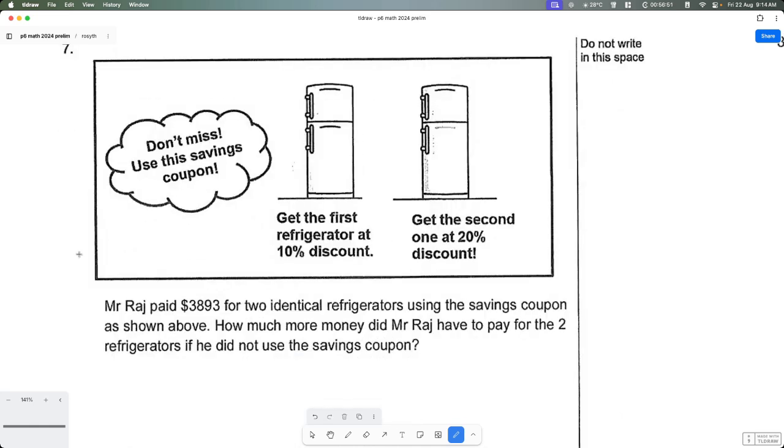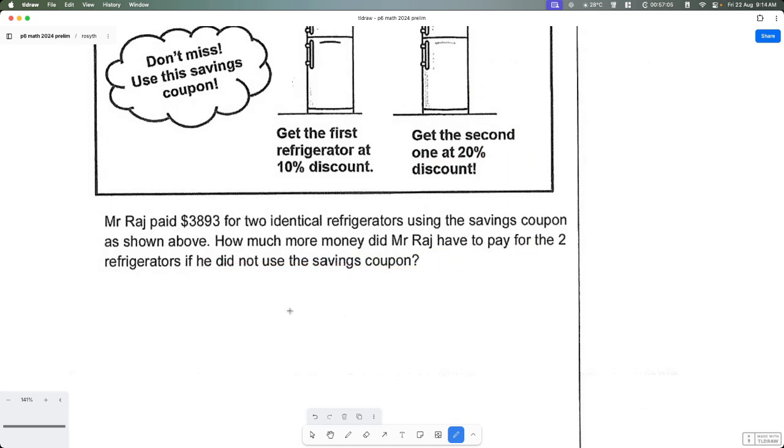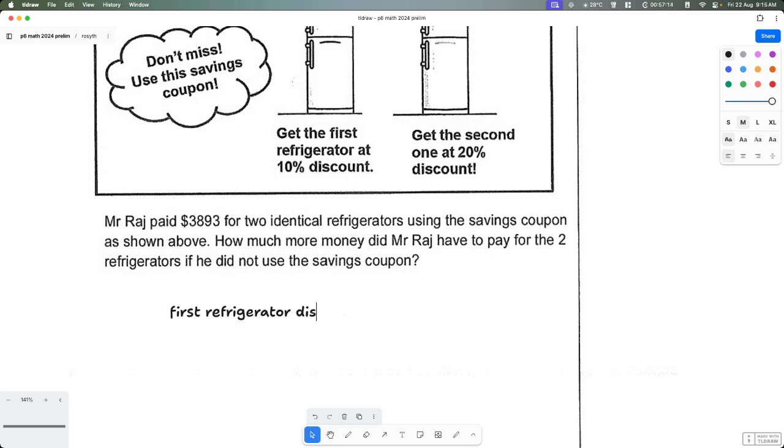Question 7. Mr. Raj paid $3,893 for 2 identical refrigerators using the saving coupons as shown below. How much more money did Mr. Raj have to pay for the 2 refrigerators if he did not use the saving coupons? So first, for the first refrigerator, the discounted price percentage is just 100 minus 10, which is equal to 90%.